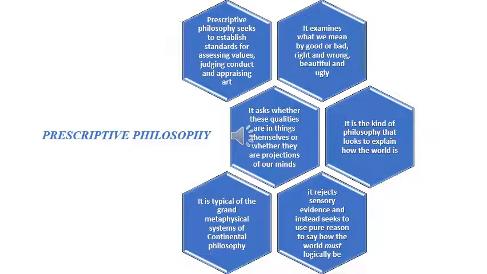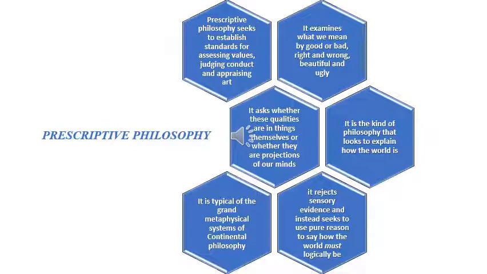Number two method of doing philosophy is called prescriptive philosophy. Remember, we have discussed speculative. Now we are moving to prescriptive. The prescriptive method of doing philosophy is a method that seeks to establish standards for assessing values, for judging conduct, and appraising acts.